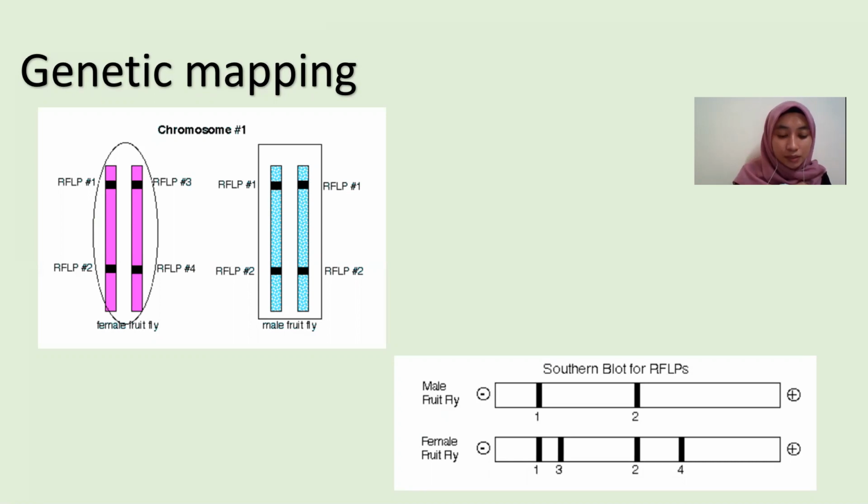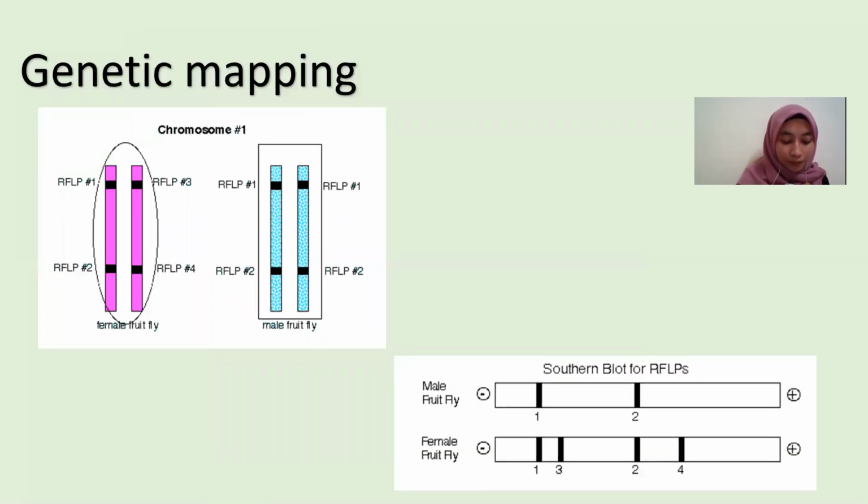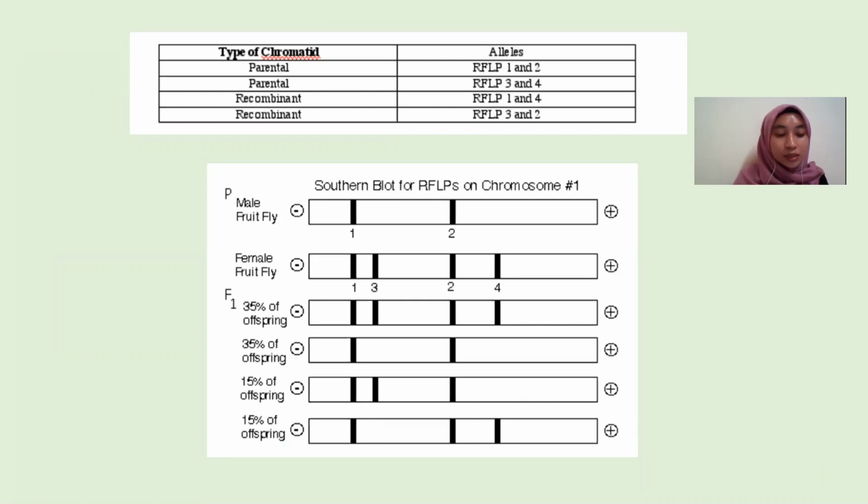So the female can produce four different gametes, but the male can only produce one type of gamete, which is 1 and 2. Two of the four possible gametes are called parental, because they carry both RFLP bands from the same chromosome, which is 1 and 2 from the left and 3 and 4 from the right of the chromosome. The other two chromosomes are recombinant, because recombination has occurred between the two loci, and thus the RFLP bands are mixed. So now 1 is linked to 4 and 3 is linked to 2.